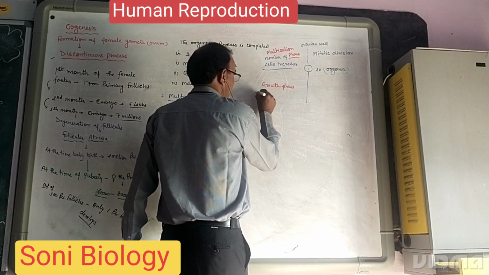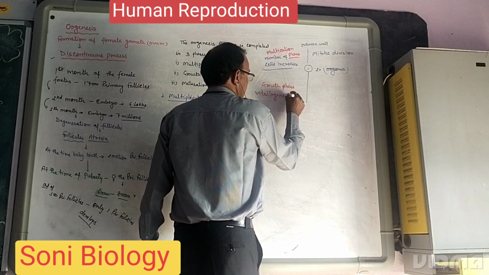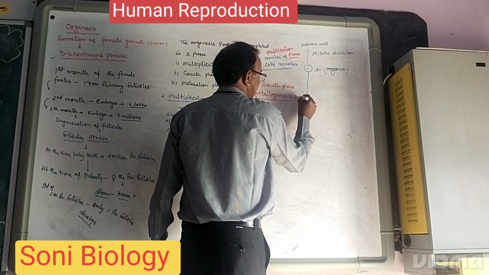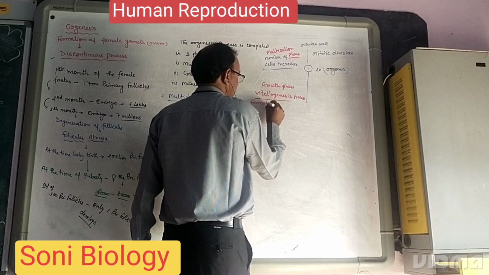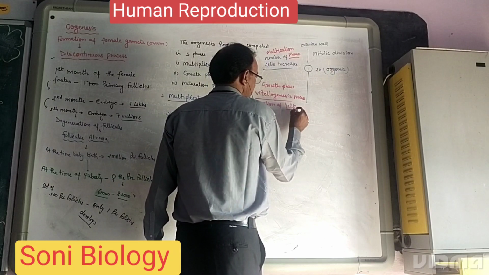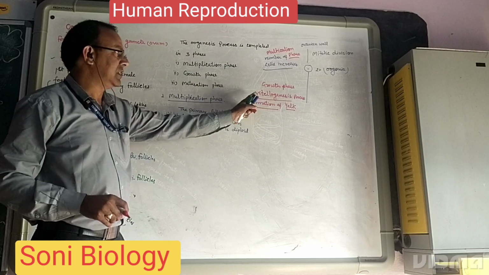So we can say that the vitellogenesis process is the formation of yolk. Formation of yolk in the egg, that process is known as vitellogenesis.